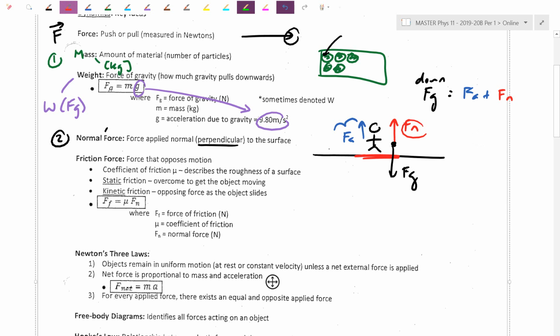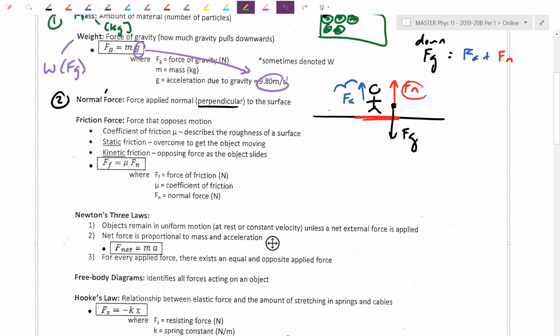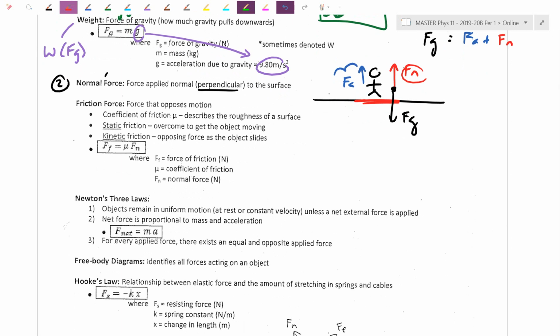So we've dealt with force of gravity. You always have formula mg. Depending on the situation, you can find your normal force. The reason why we want to find normal force is our third formula, which is friction force, depends on the normal force.